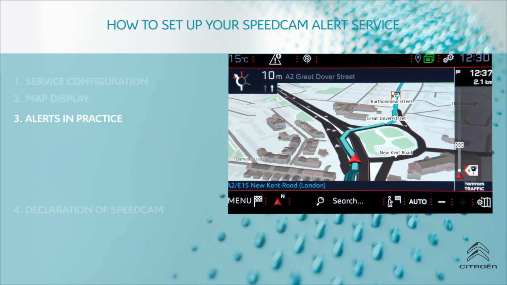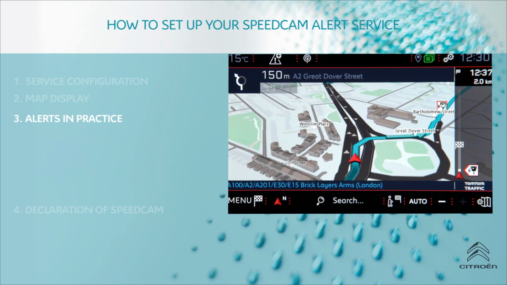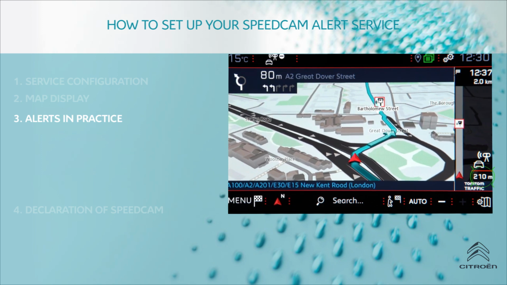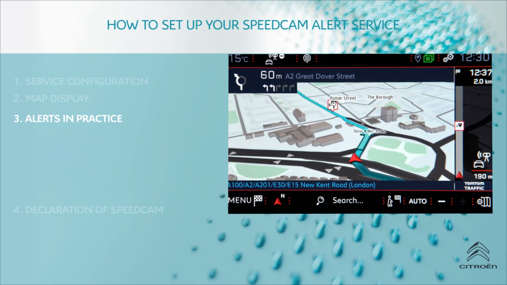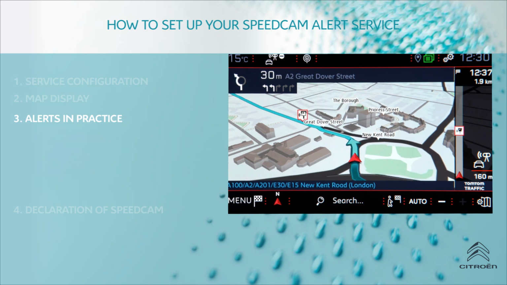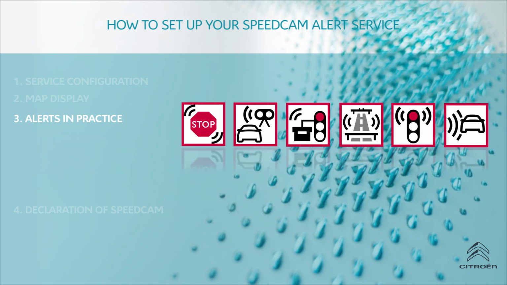When driving, you will now be warned by visual and audible warnings of the exact location of traffic cameras and their distance away from you. Note that the services are modified in certain countries to be compliant with local legislation. These pictograms will inform you of the different types of cameras and hazards encountered on your journey.